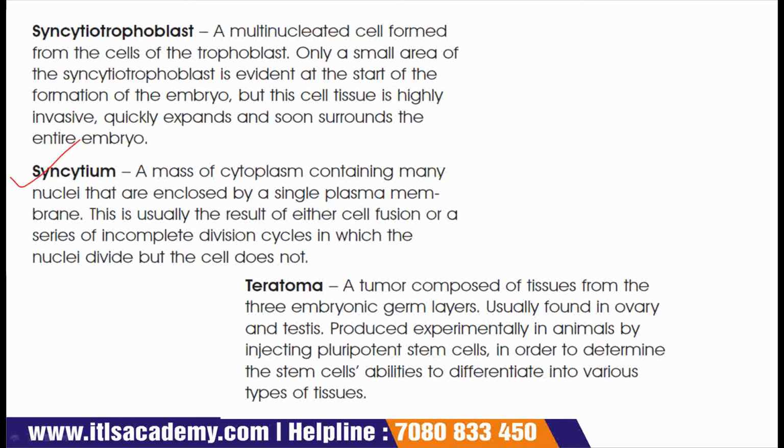Next term is syncytium. The syncytium is a mass of cytoplasm containing many nuclei that are enclosed by a single plasma membrane. This is usually the result of either cell fusion or a series of incomplete division cycles in which the nuclei divide but the cell does not.